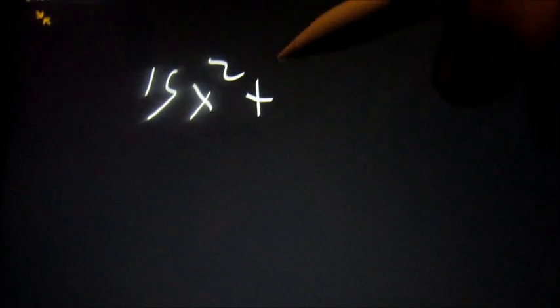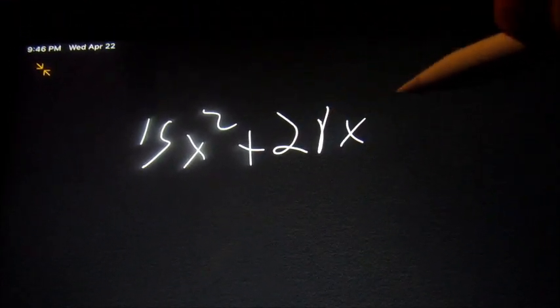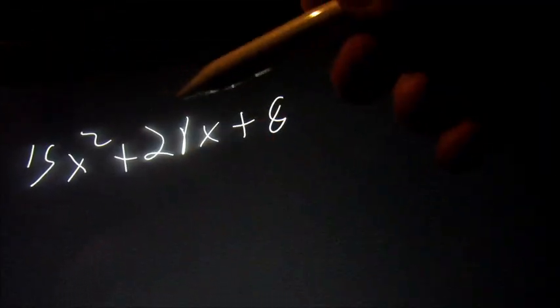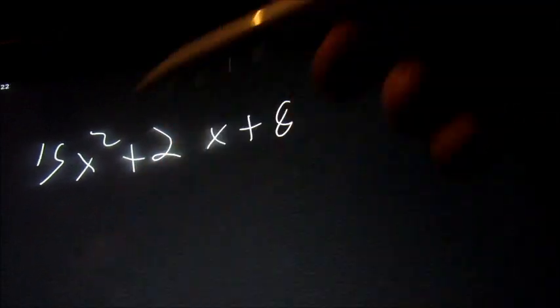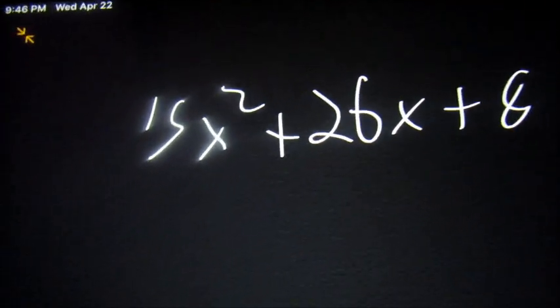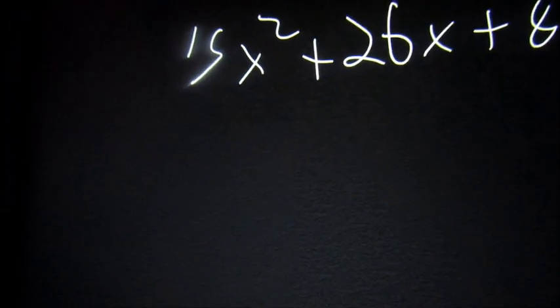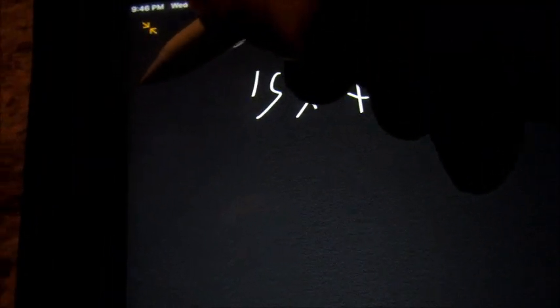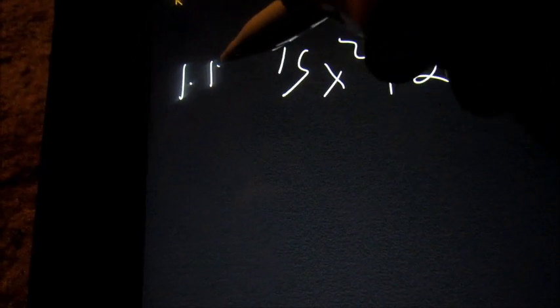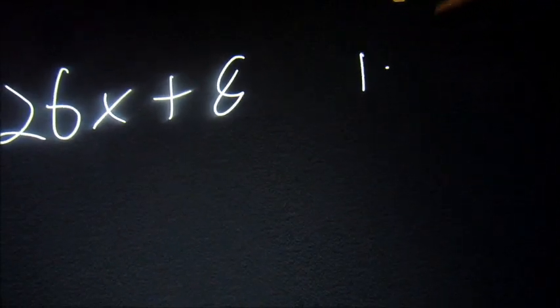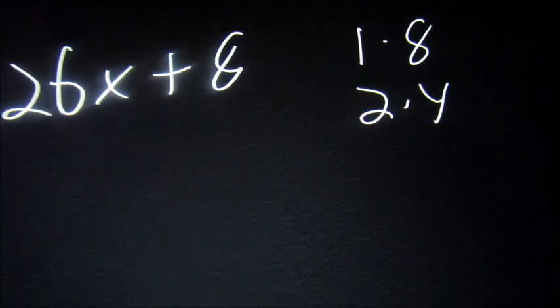Okay, so this last one, let's say we have 15x squared plus 26x plus 8. Let me write this a little bit neater. So we can't factor anything out. What we need to do is find our factors of 15. We have 1 times 15, 3 times 5. For 8, we have 1 times 8 and 2 times 4.